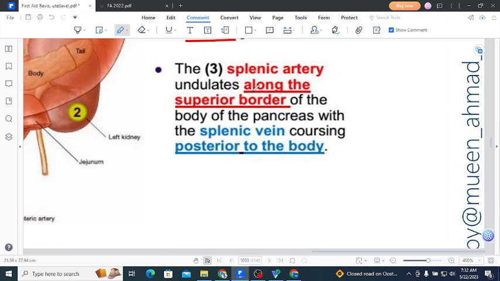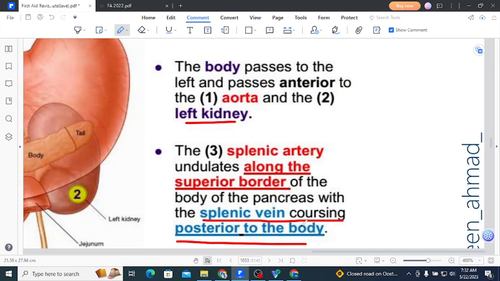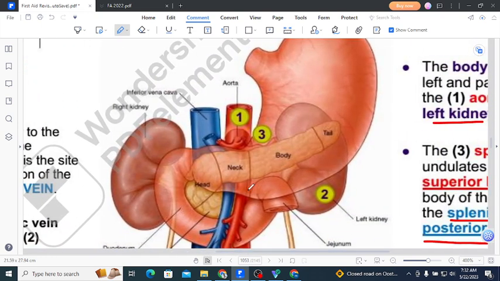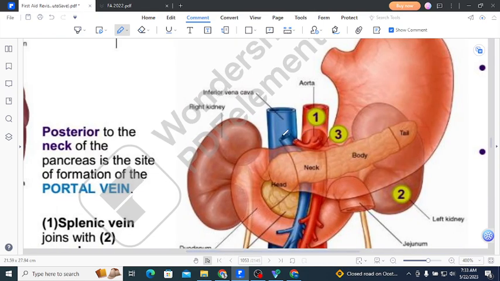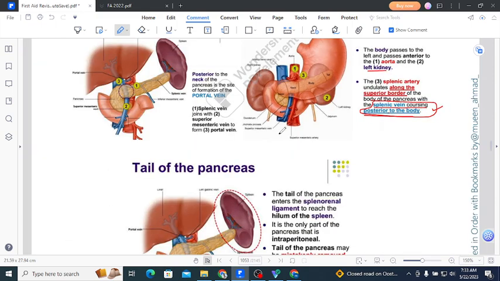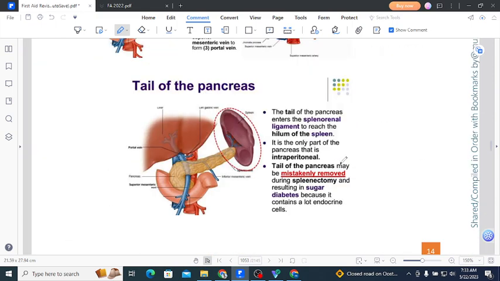The splenic artery undulates along the superior border of the body of the pancreas, with the splenic vein coursing posterior to the body. Here you can see the splenic artery undulating on the superior margin of the body, while the splenic vein courses posterior to it. This is very hardcore anatomy which you are not supposed to remember, but just for completeness' sake, I'm reading these points.